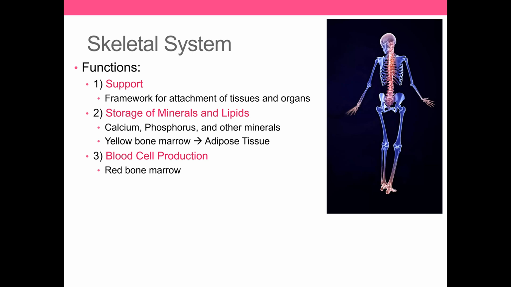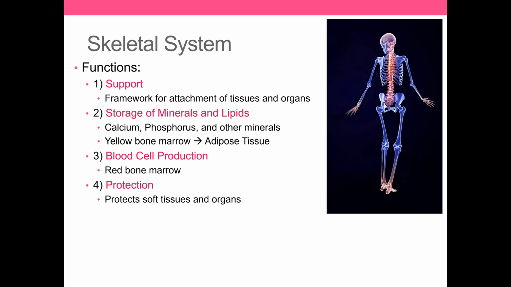The skeleton also serves as the place where new blood cells are produced, and this occurs in the area of the bone called the red bone marrow. You'll get into more detail about blood cell production in 2252 when you get into the cardiovascular system chapters. But for now, we're just going to let you know that blood cells are produced inside bones in the red bone marrow.